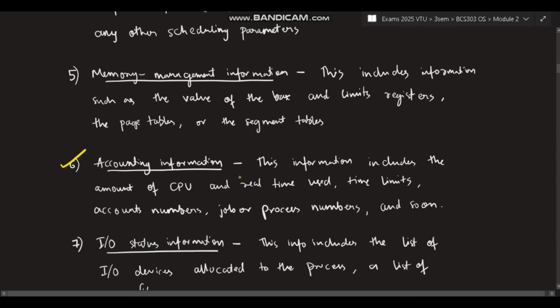The next one is the accounting information. Here the values such as how much CPU is used, what the real time limits are, the account numbers, the job or process numbers, and so on. That information which relates to the processes, the memory, and the timing is stored in the accounting information.